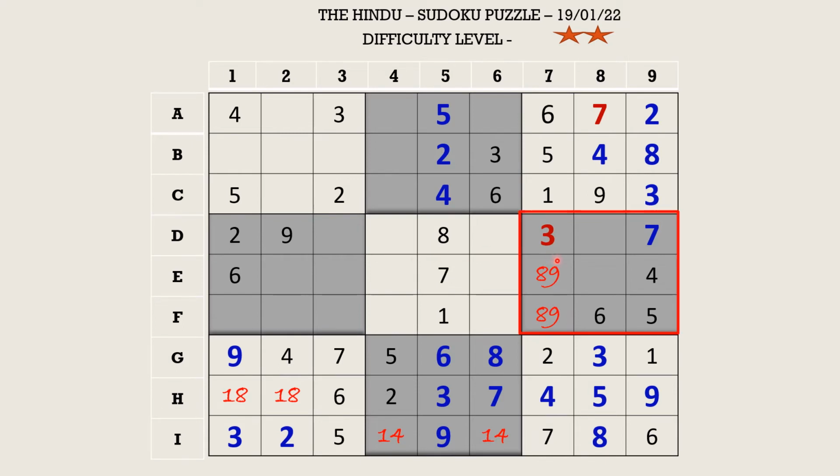In the 6th block the missing numbers are 1 and 2. There is 2 blocking in row D. So D8 takes 1 and E8 takes 2.